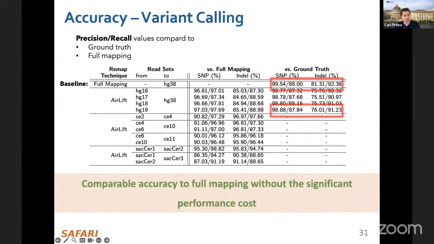But essentially what we see is that AirLift provides a comparable accuracy to full mapping without a significant performance cost. We see this by looking at these results. Here, the SNP and the indel accuracy of full mapping is around 99.54% and 81.31%. And here, especially by looking at the SNP results, the accuracy of AirLift is very close to the accuracy of full mapping. And AirLift can actually generate very similar accuracy results without even fully mapping the reads from scratch, by providing these significant performance improvements.